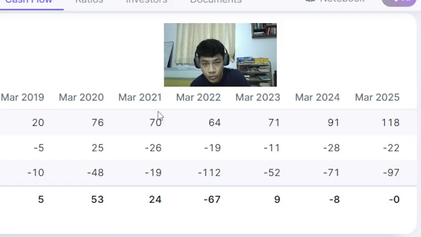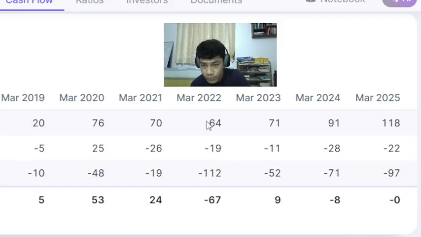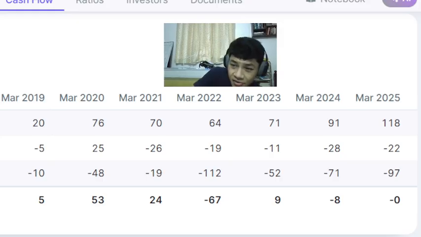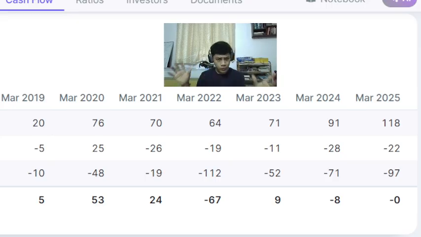From 2021, 70 crores operating cash flows dip to 64, and then onwards we have seen a really very nice growth of 118 crores in operating cash flows. This 118 crores does not include, as far as I know, that exceptional one-time gain of 18 crores. So still, cash flows are improving. So that's a good thing.